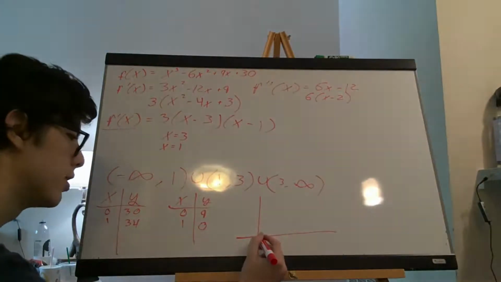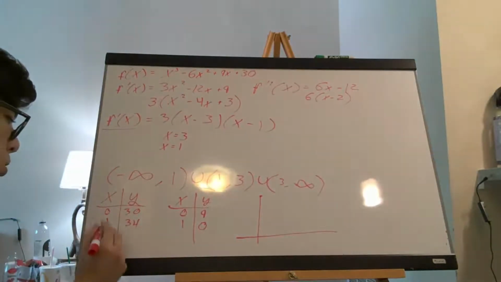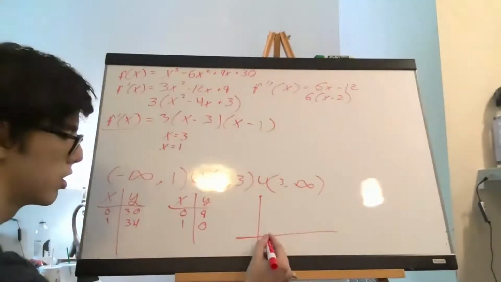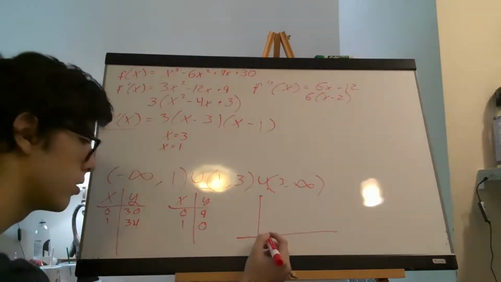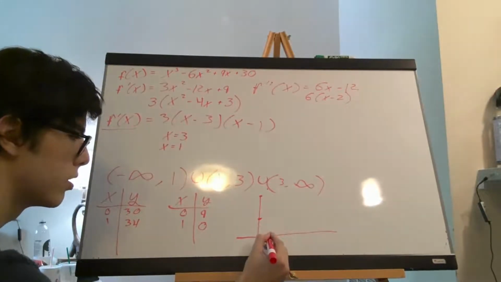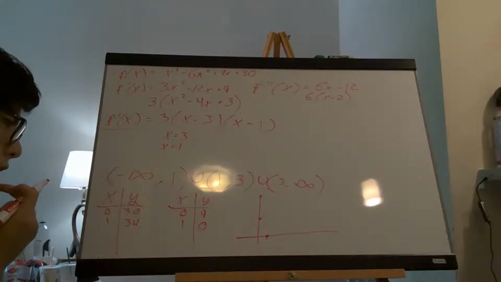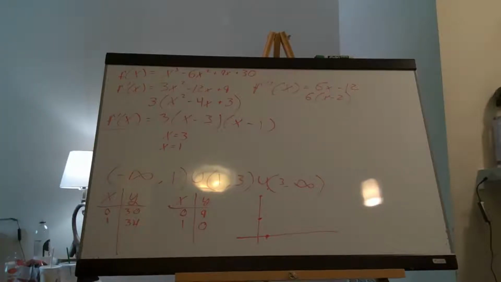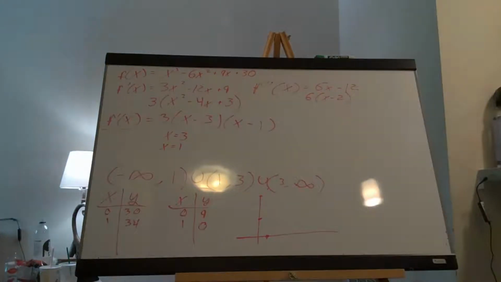So x at 0 is going to be y at 30. 1 is 34. 0, 9, and 1, 0. So what I'm going to do, guys, is get my graphing calculator real quick, just so I don't have to spend this entire session drawing this graph.